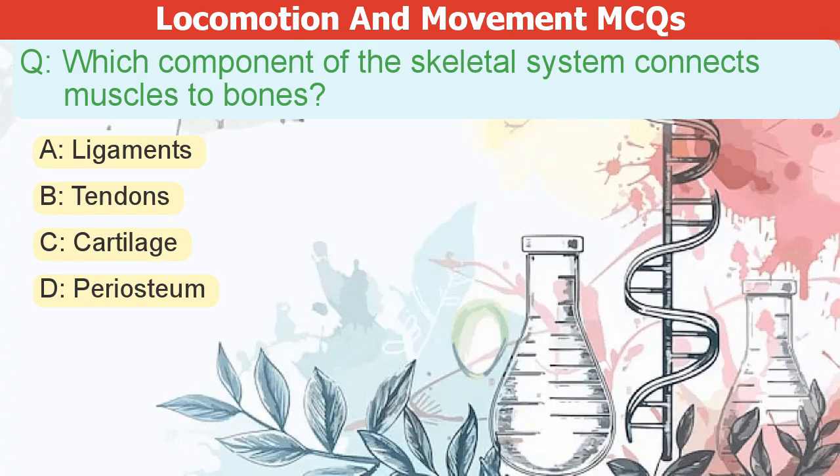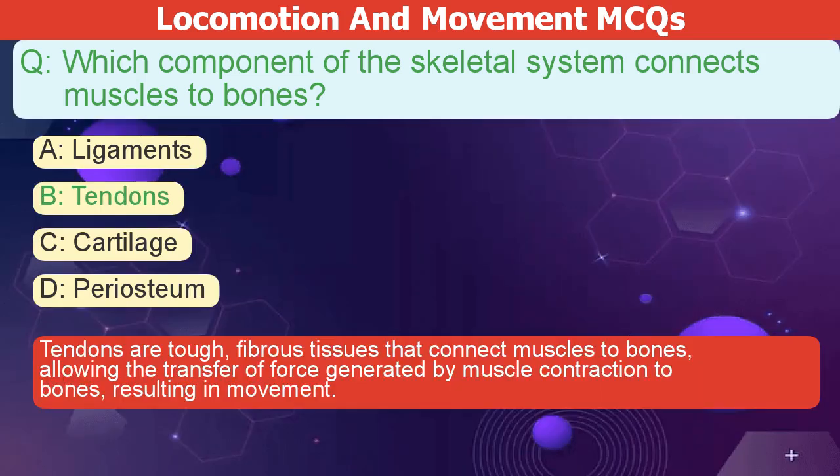Which component of the skeletal system connects muscles to bones? A. Ligaments. B. Tendons. C. Cartilage. D. Periosteum. The correct answer is B. Tendons are tough, fibrous tissues that connect muscles to bones, allowing the transfer of force generated by muscle contraction to bones, resulting in movement.